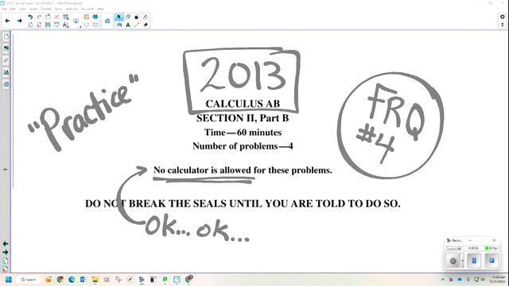Booyah, booyah. Time for free response question number 4 of the 2013 AP Calculus AB practice examination that College Board gave to us. And, okay, we don't get a calculator, but we're good at what we do, so we're going to knock it out of the park. Let's start.